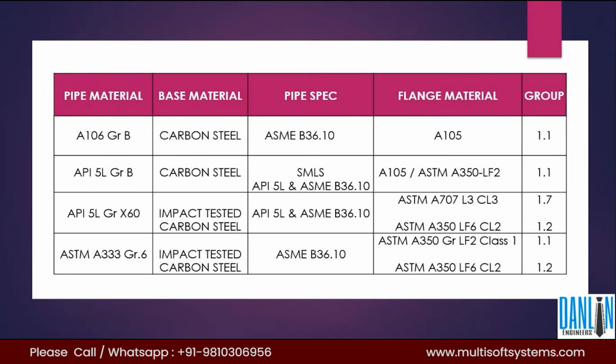And he has to note down, if we are going to work with the A106 Grade B material, what is the equivalent flange material? If you know the equivalent flange material, then only you can know how to select this group. If you know how to select this group, then only he is able to do the flange leakage test in Caesar software. So you can understand what I said. Yes, that is the thing.